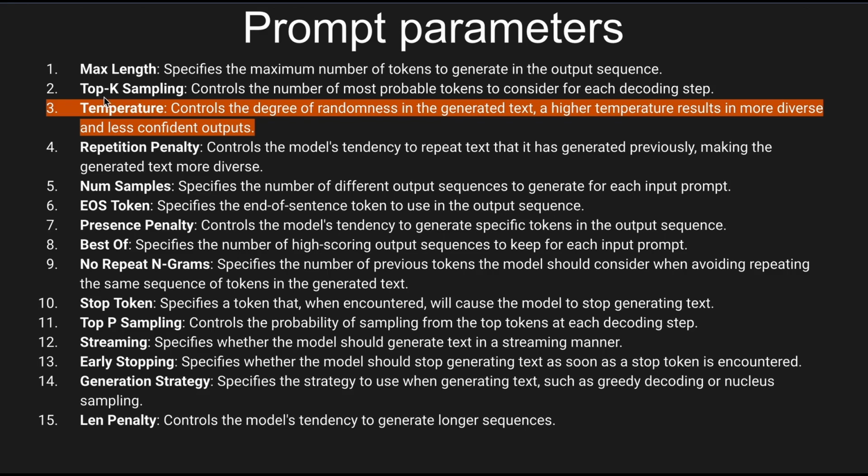Then it has top-k sampling, which controls the number of most probable tokens to consider for each decoding step. Temperature is what will most likely be used by most people. It controls the degree of randomness in the generated text. A higher temperature results in more diverse and less confident outputs. So this is where the majority of people who get disappointed are coming from, this parameter.